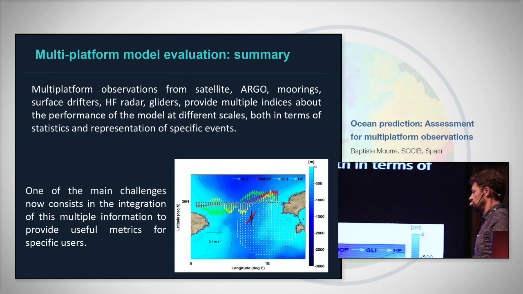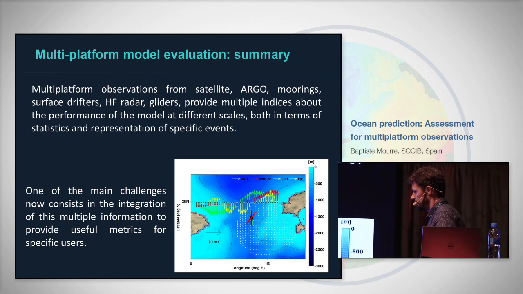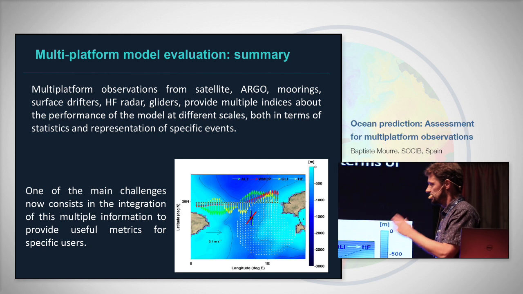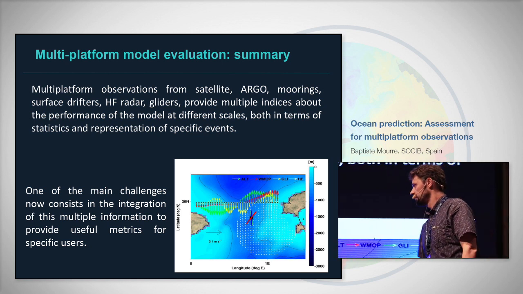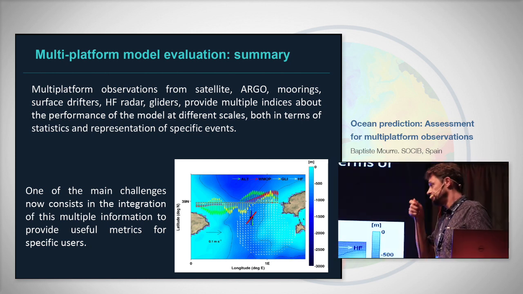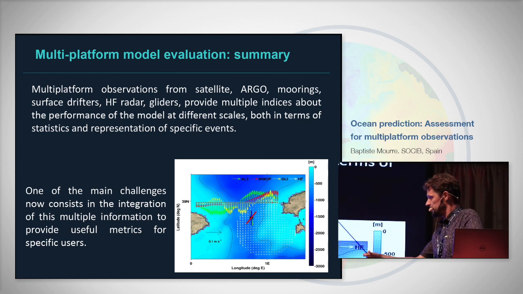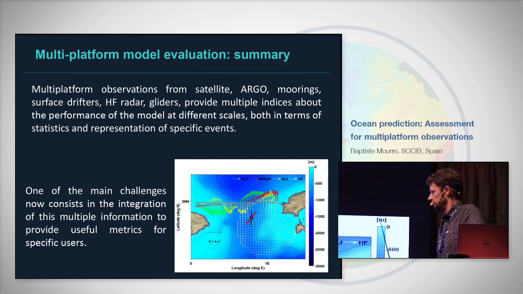events. So if we try to represent all the different platforms together on a single map, this is what you can get from mooring, radar, gliders, different cross-section velocities. And of course, one of the main challenges now would be the integration of all this information to address specific metrics for specific users.